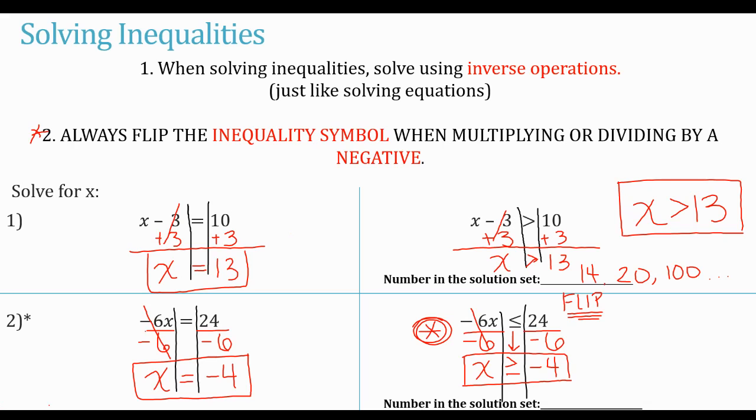So some numbers that are in the solution set: negative 4 is now included because we have that or equal to. Negative 3 is bigger than negative 4. 0 is bigger than negative 4. 10 is bigger than negative 4, and so on. So we need to remember to flip that inequality when we multiply by a negative.